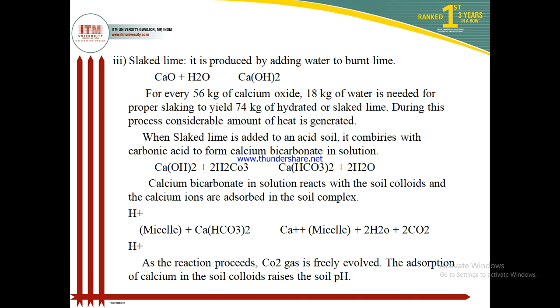For example, the colloidal complex is adsorbed by iron and hydrogen, and when it reacts with the calcium bicarbonate, the calcium will be adsorbed on the clay micelle and the pH will rise. As the reaction proceeds, CO2 gas is freely evolved. The adsorption of calcium in the soil colloids raises the soil pH.